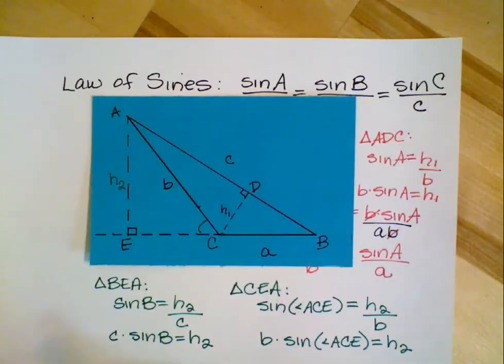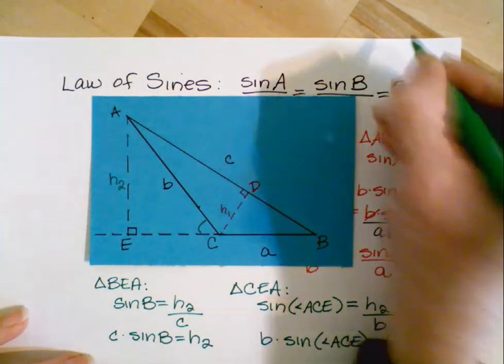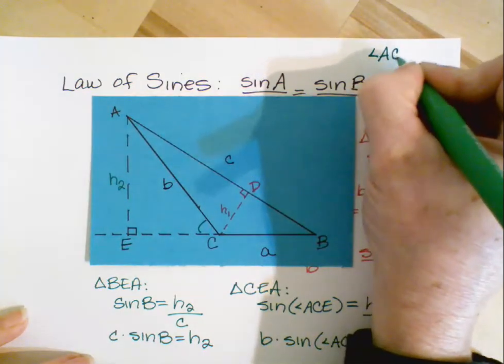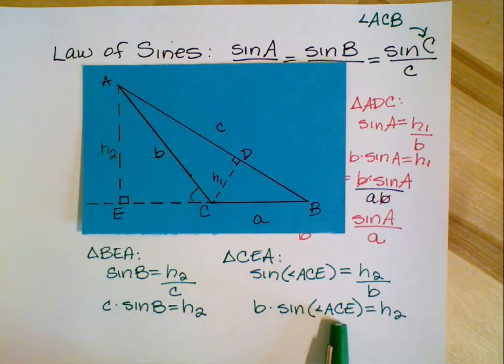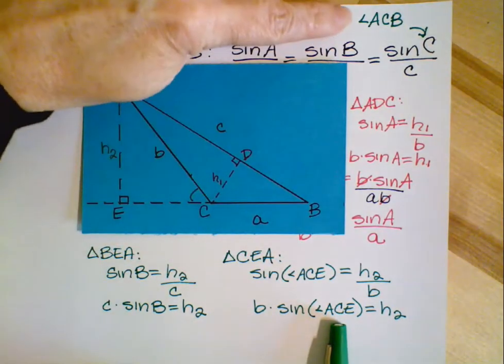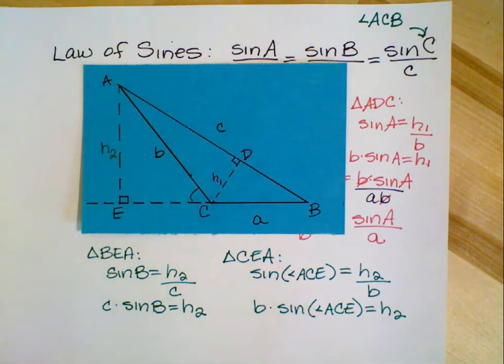Okay, so to progress forward, we need some way to incorporate angle C. Now remember, this angle C in our law of sines is angle ACB in our triangle. It's that original obtuse angle. So let's consider what happens with angle ACE and its supplement, angle ACB. What happens when you take the sine of an angle or the sine of its supplement? So if we consider the sine of 30 degrees, which is a half, and the sine of 150 degrees, which is also a half, we can see that they're equal.